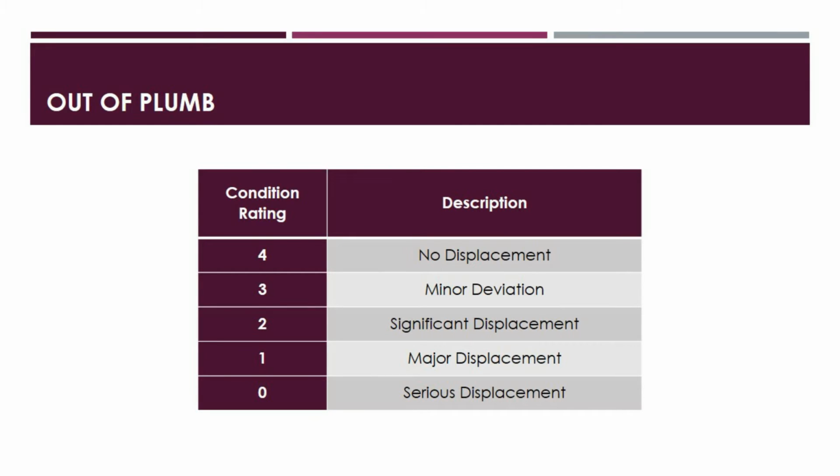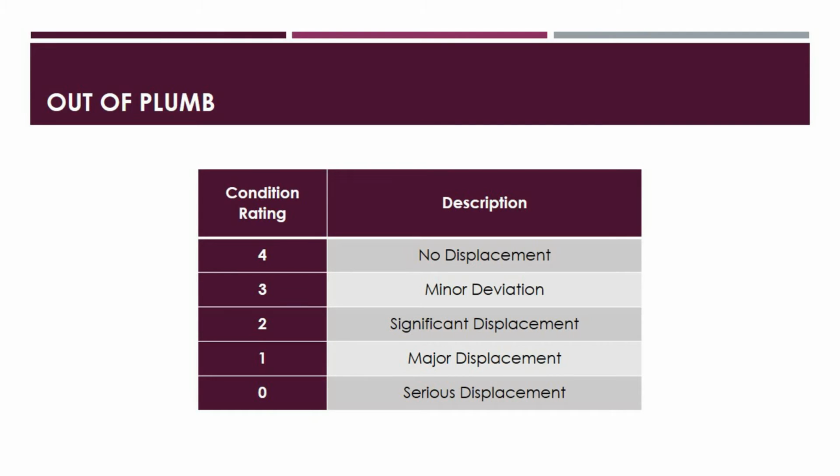Then the fifth category is what we call out of plumb. For those that don't know what out of plumb is, it means the verticalness of something. So in this case, we are referring to the verticalness of the pole.